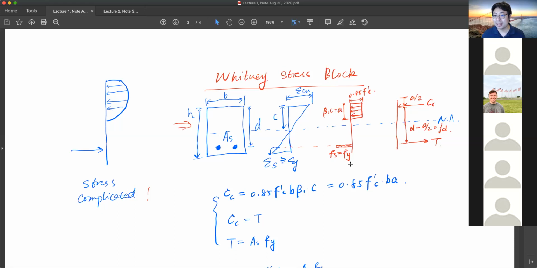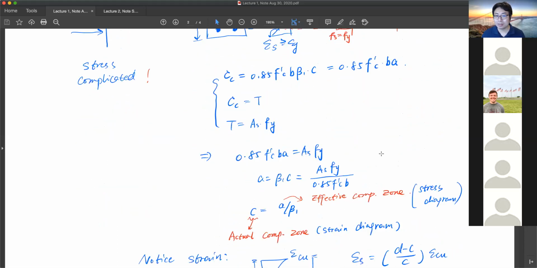In this setting, we always assume that epsilon s is bigger than epsilon y, which means the stress in the steel equals the yield stress. Then we separate the internal forces into the compression force by the concrete, Cc, and the tension force by the steel, T. The concrete force sits at half of a away from the top fiber, and the tension is d minus half a, or jd, away from Cc. That's the general setting for the Whitney stress block assumption.